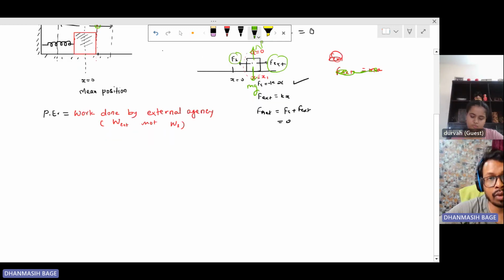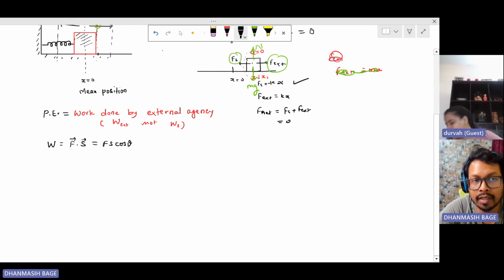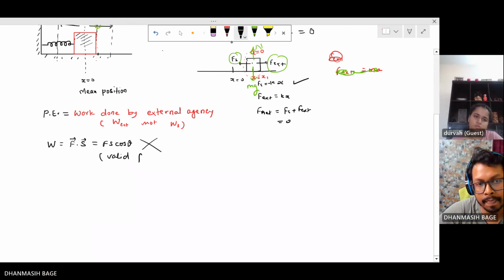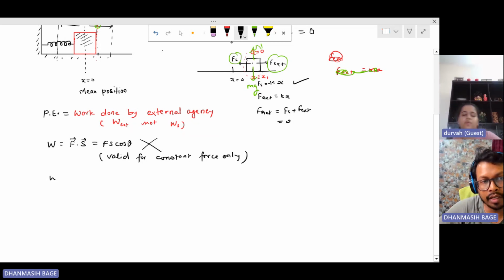Okay, now what formulas have you learned about work done? Can we use the formula F dot S or F s cos theta to find the work done by the external agency? No, we cannot use this formula, right? Because this formula is valid for constant force only. Work done will be calculated by the vector integration of F dot ds.